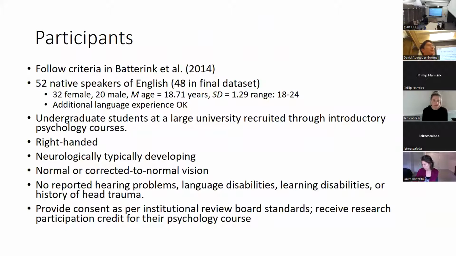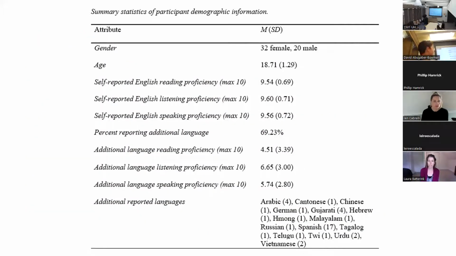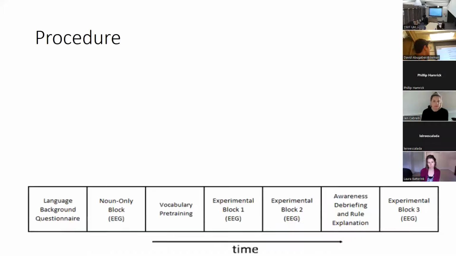We followed the same criteria as Patterson et al. 2014. In our recruitment, we had 52 native speakers of English. Four had their data removed for various reasons, so it's just 48. Here's a table with summary statistics about the participant population. I can go back to this later if you'd like.